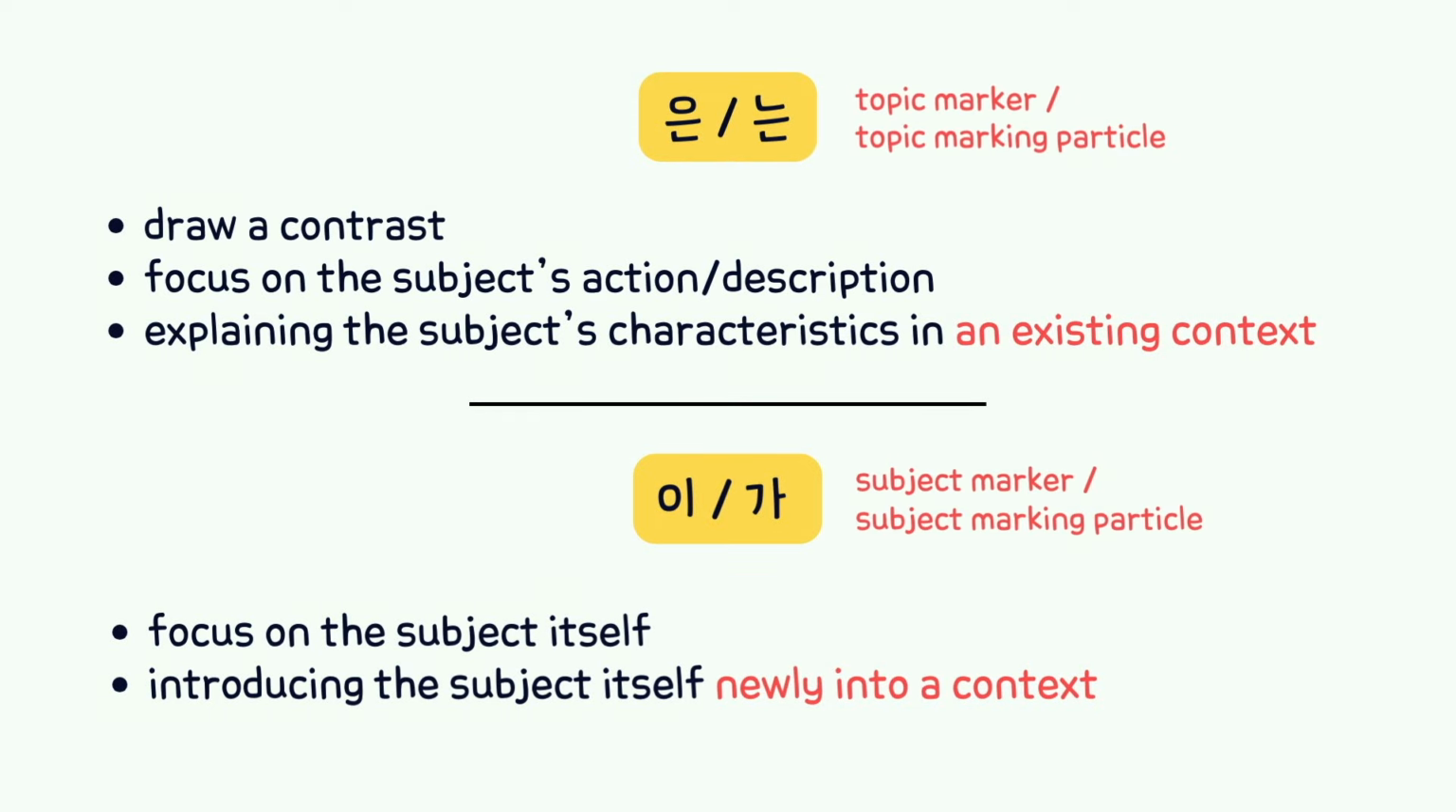You might have noticed the terms subject marker and topic marker. Earlier, I told you to forget these terms, but now try to think carefully about why they are called subject marker and topic marker. 는 puts the focus on the topic related to the subject, such as its action or characteristics. 이가 puts the focus on the subject itself. I hope it all makes sense now.